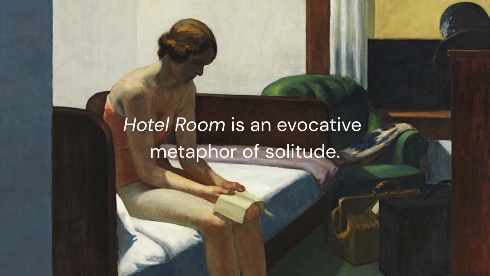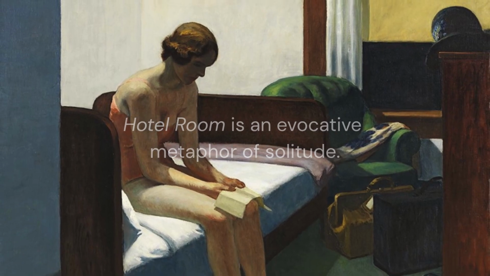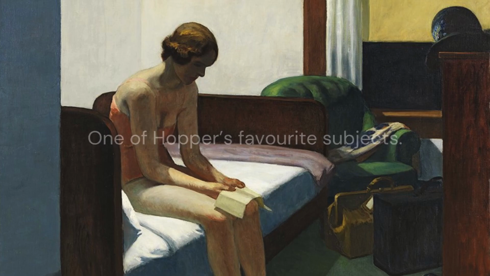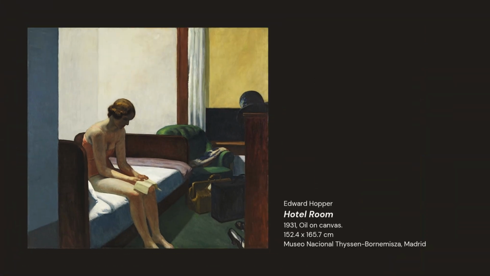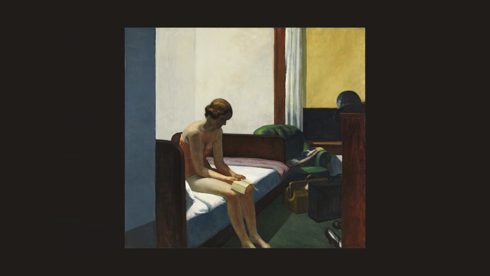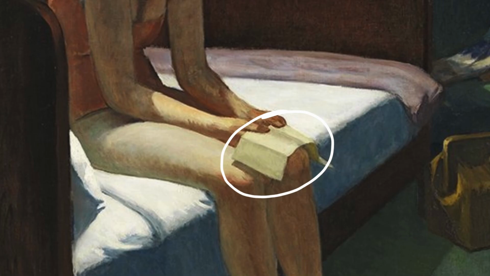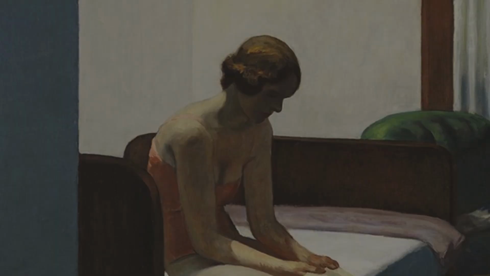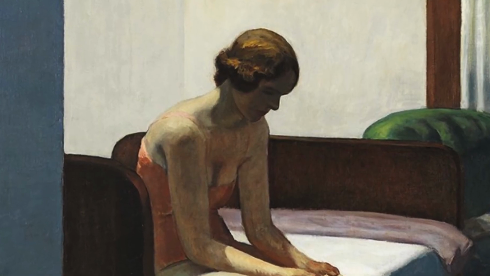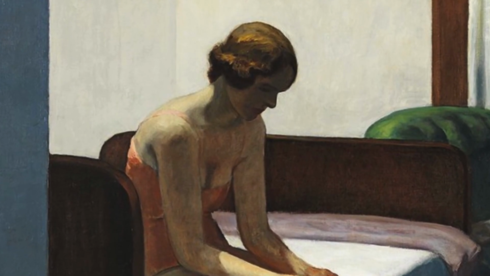Hotel Room is an evocative metaphor of solitude, one of Hopper's favorite subjects. The painting presents a solitary woman sitting on a bed in a simple room in a modest hotel on what seems to be a balmy night. We can see she has removed her dress, hat, and shoes, and she's only in her undergarments. In her hands, she holds a small piece of paper that I will reveal its meaning in a few seconds. Even though she's physically present in this room, we know she does not belong here.